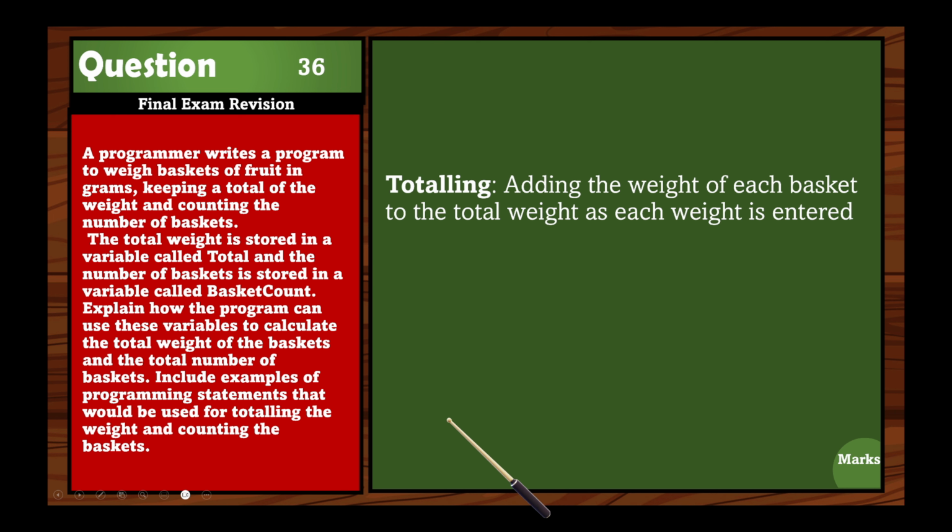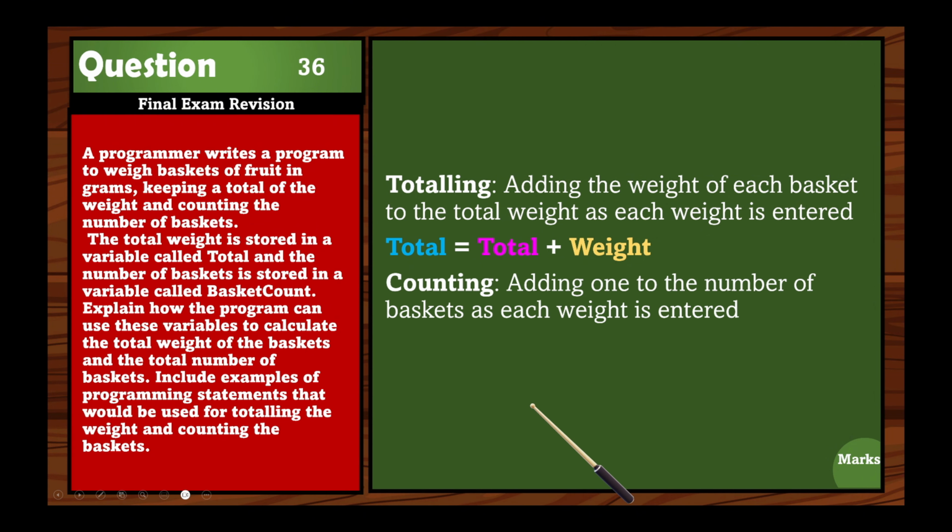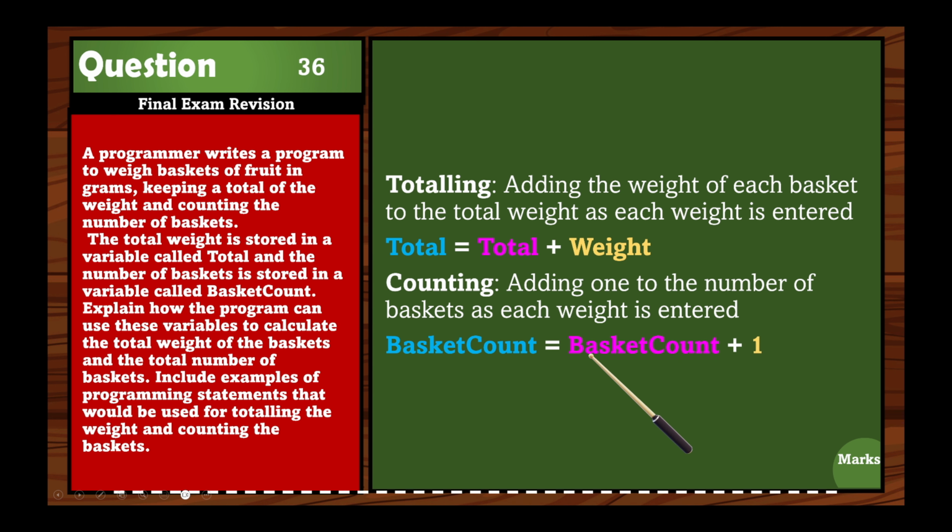Okay, so let's see totaling. What is totaling? Adding the weight of each basket to the total weight as each weight is entered, and here's how you can do the total. So total is equal to total plus weight. Counting, adding 1 to the number of baskets as each weight is entered. So how do you do the counting? Basket count equals basket count plus 1.